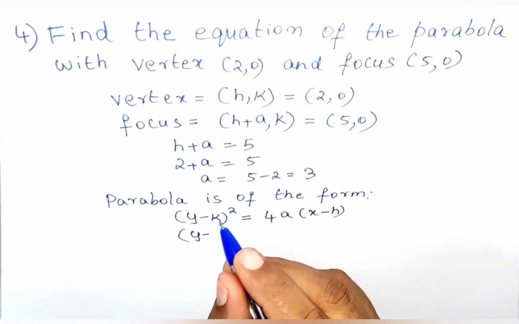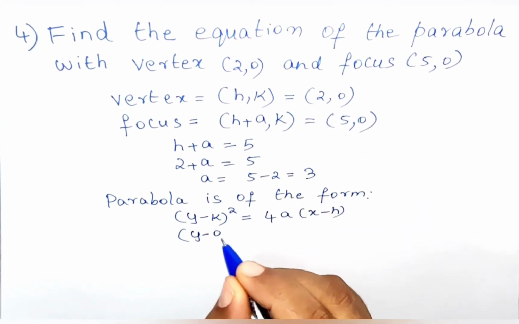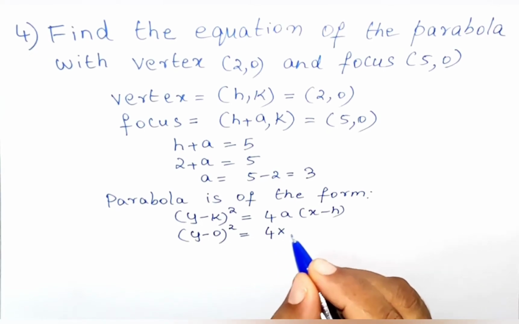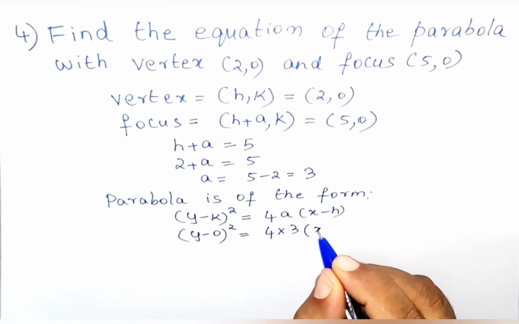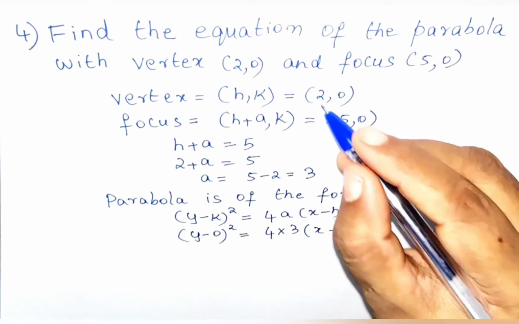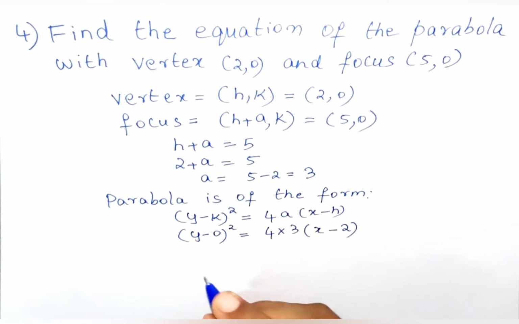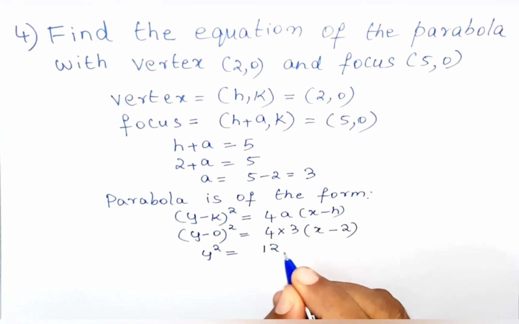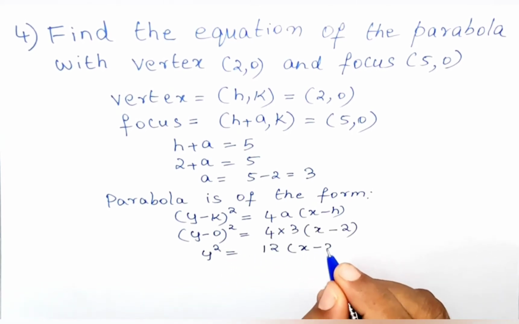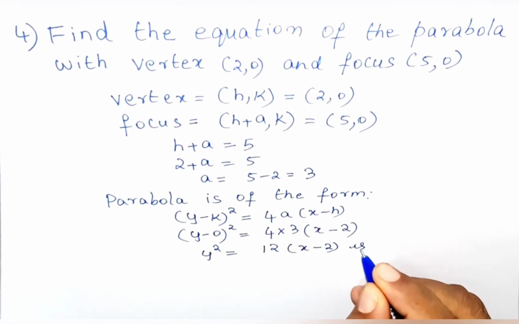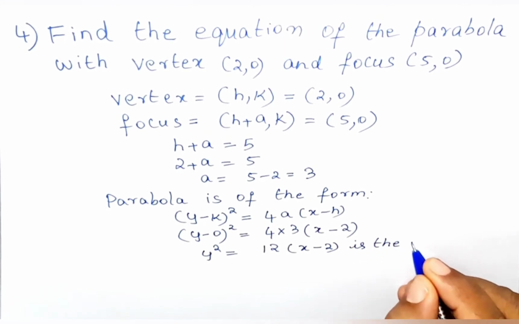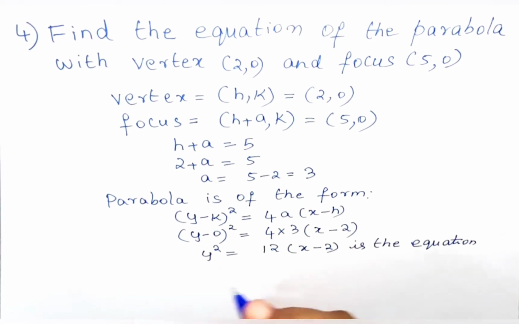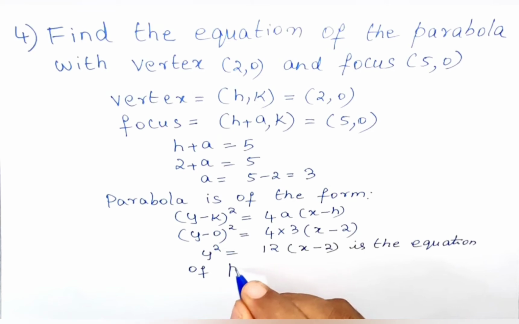Now y minus, what is k? k is 0, whole square. y minus 0 whole square is equal to 4 into a, which is 3, into x minus h. h is 2. So y minus 0 is y. So y square is equal to 4 times 3, which is 12, into x minus 2. y square is equal to 12 into x minus 2 is the equation of the parabola. So we have found the equation of the parabola.